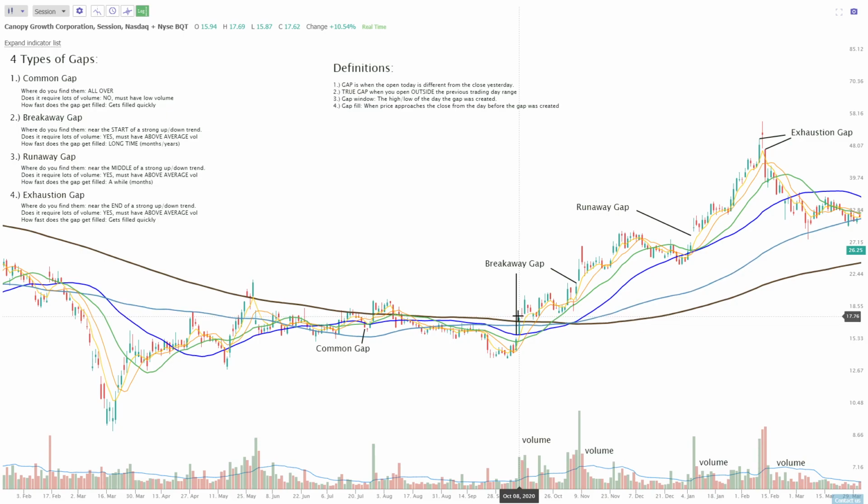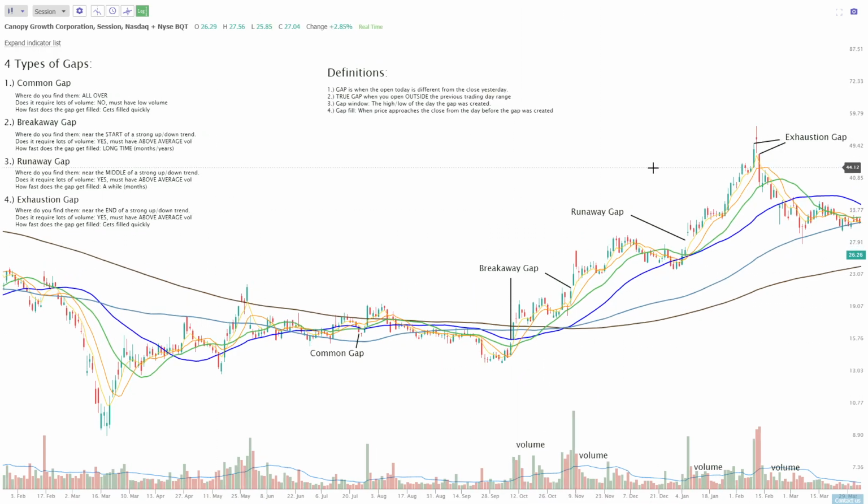and an expansion in price, right? She goes from 13 to 18 bucks in about 4 sessions, and then flags. This gap has not been filled and has not been challenged, and that gap at this point is 7 months old. That's a breakaway gap. It's on strong volume and really started this trend.